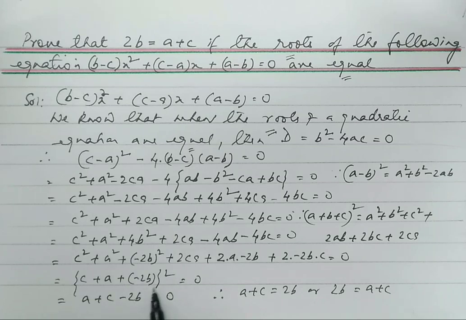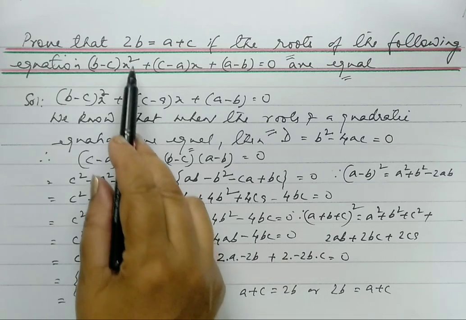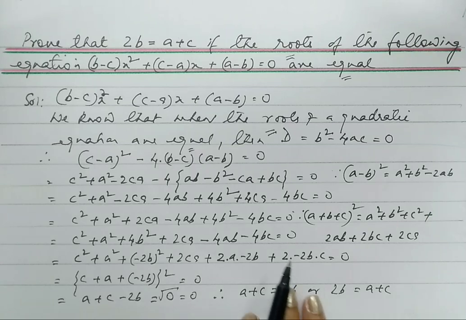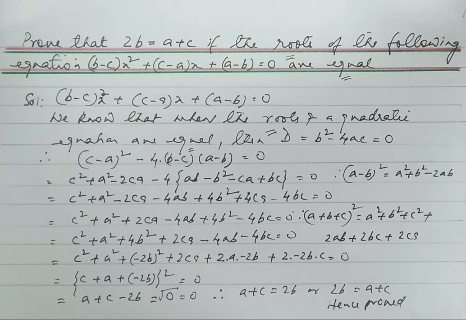So when the square goes to the other side, if you square root a 0, then also it will become 0. A square root of 0 is equal to 0, which means what? We have a plus c, and minus 2b will go to the other side as plus 2b. So as a result, we finally get to prove what they have asked for. 2b is taking this side and this will go to the other side. Alright, so hence proved.